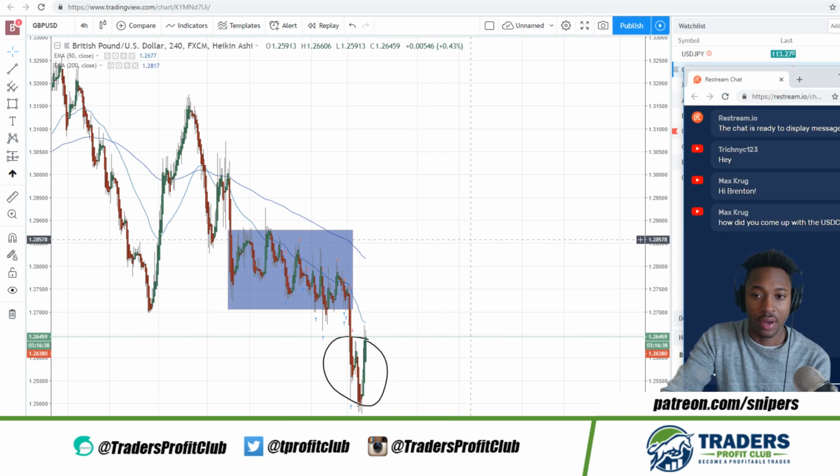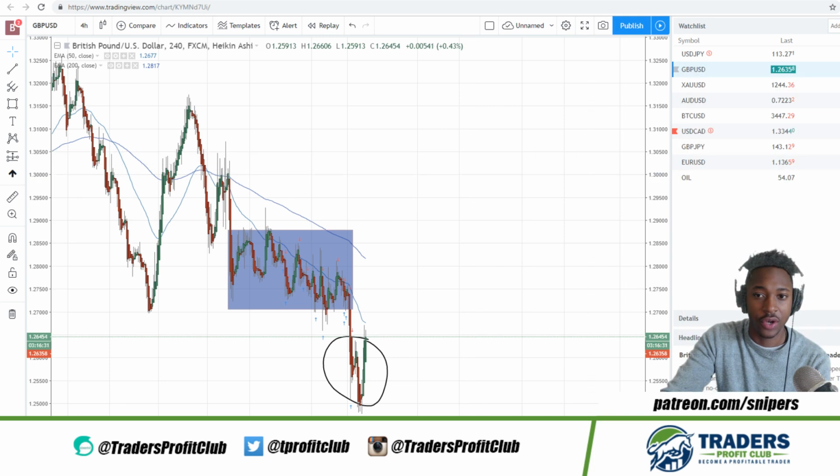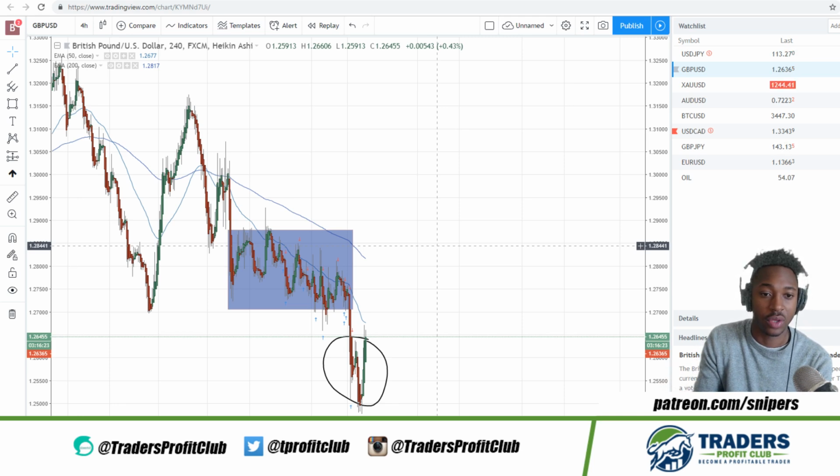It's interesting. Max, how did I come up with the USD CAD signal? I can show you right here. Before I go to that, Max, I just wanted to reiterate, that's how it really works, you guys. That's how a lot of people lose a lot of money really quickly, because they are reacting so quickly instead of responding. And then that causes a lot of people to lose profit.